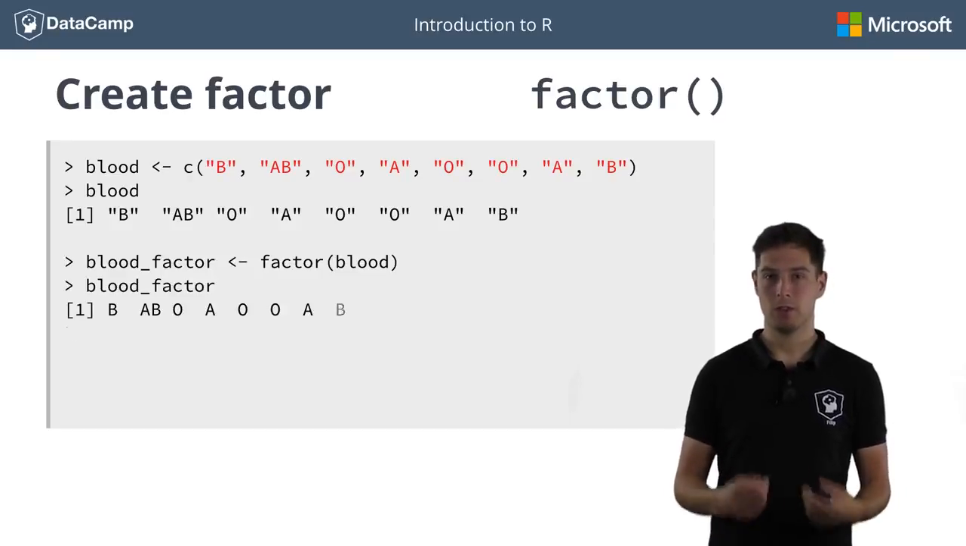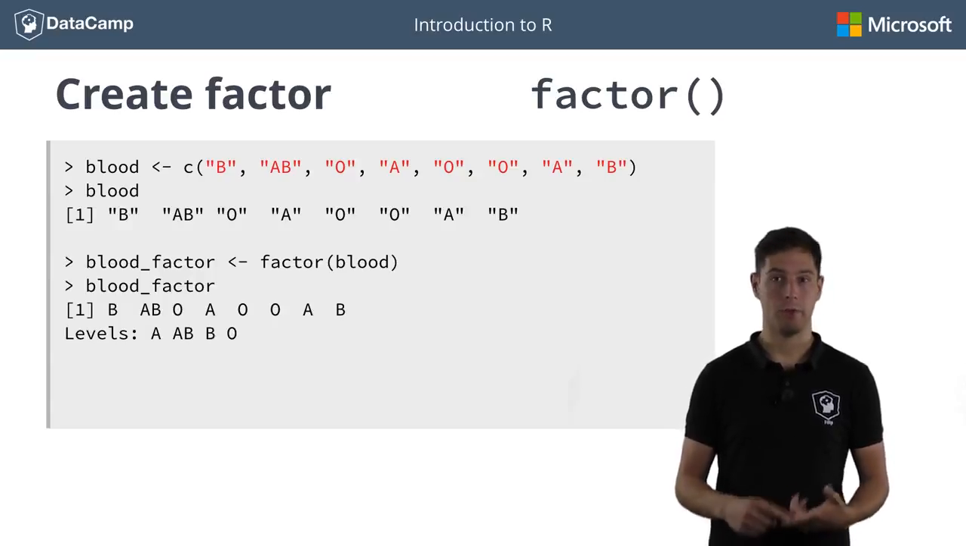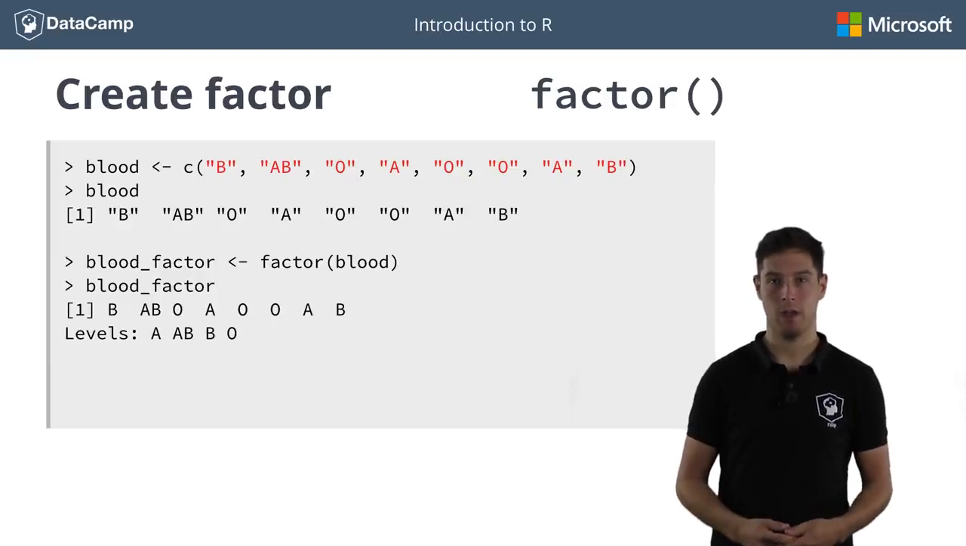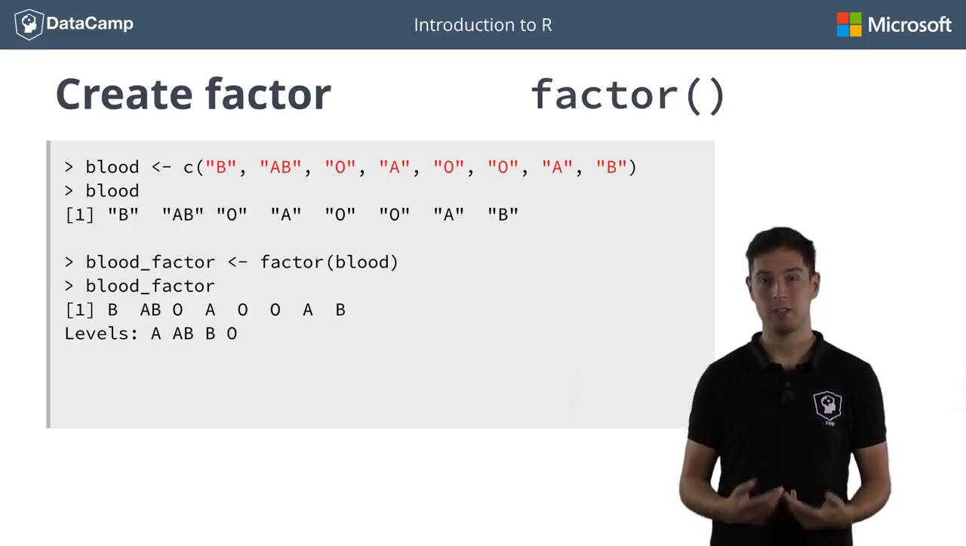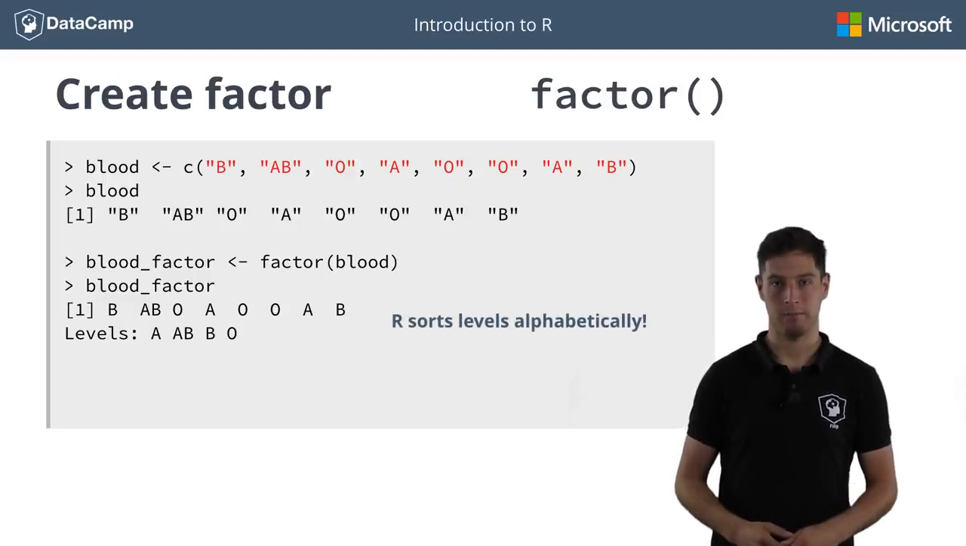The printout looks somewhat different than the original one. There are no double quotes anymore, and also the factor levels, corresponding to the different categories, are printed. R basically does 2 things when you call the factor function on a character vector. First of all, it scans through the vector to see the different categories that are in there. In this case, that's A, AB, B, and O. Notice here that R sorts the levels alphabetically.